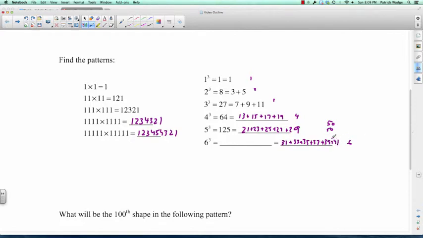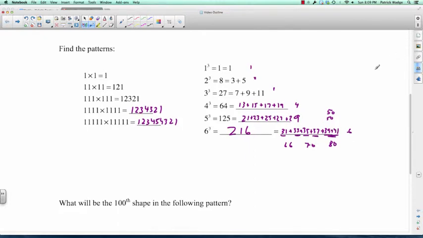If you add these two here, you get 80. If you add this and this, you get 70. And if you add this and this, you get 66. 80 and 70 is 150, and 150 and 66 is 216. And if you're not sure, you could use a calculator, and it's true. 6 cubed is 216. Okay?